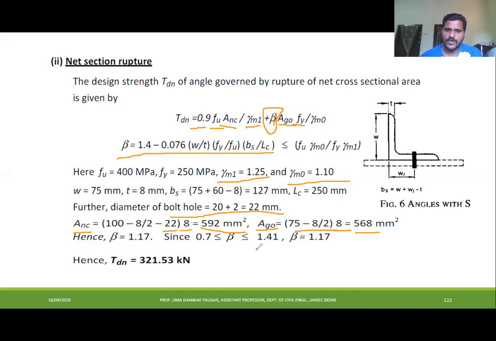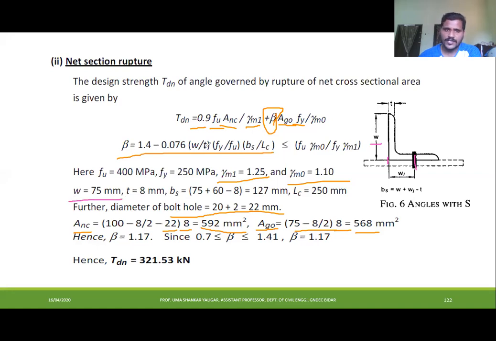Now we will calculate one by one. If you take this W, you can see this diagram. He has given this diagram in figure number 6 of your IS 800. Here the outstanding leg width is called W, and the distance from this end to the center of the bolts is called W1. If you want to calculate W, it is the outstanding leg width, the leg which is not connected to the gusset plate. It is 75. So W is equal to 75.